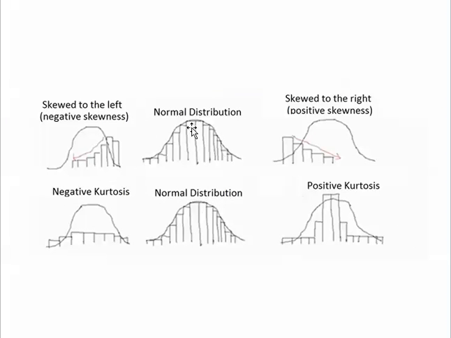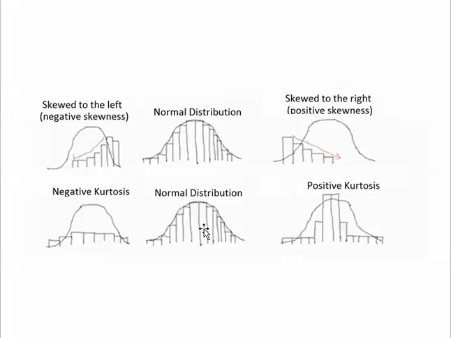So a normal distribution is halfway between a negative skewness and a positive skewness, because the normal distribution doesn't peak too far to the left or too far to the right. It peaks right in the center. A normal distribution is also halfway between a negative and a positive kurtosis, because it peaks somewhere between this and this.